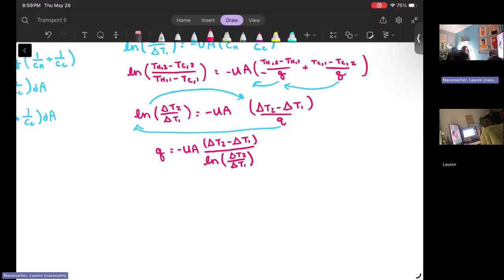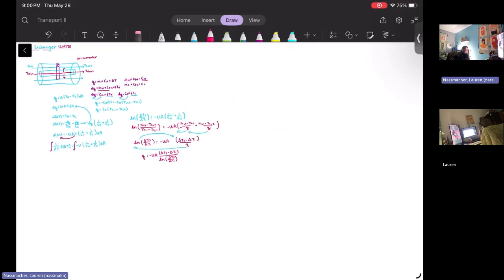But here we go. This is our heat exchange rate. That's beautiful. I know. It's gorgeous. I know. We did all that work. That's not that much work, honestly.